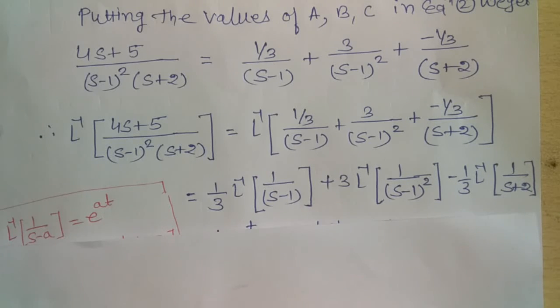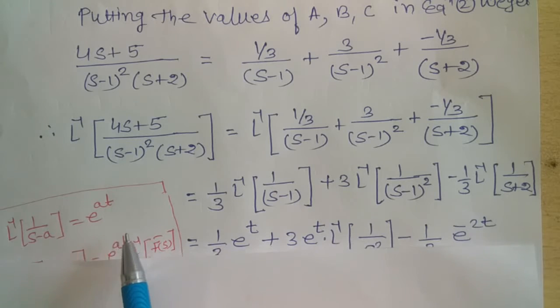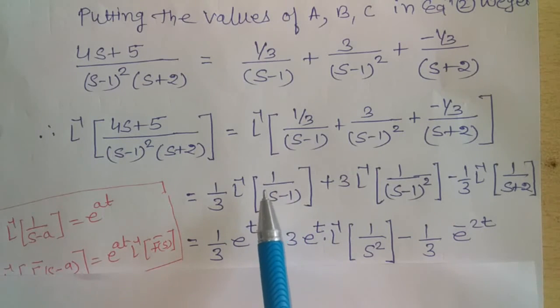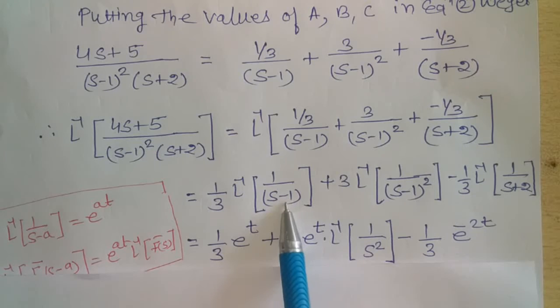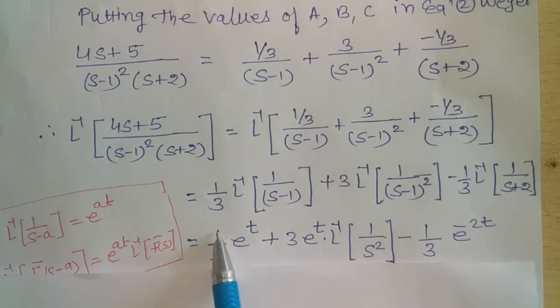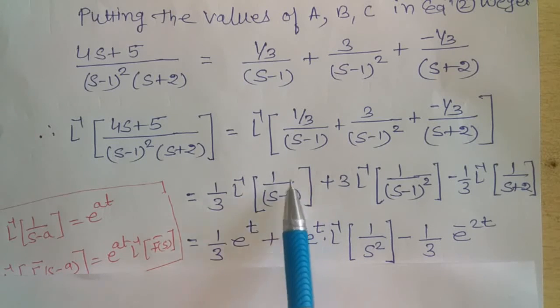Now using the formula that the inverse Laplace transform of 1 upon s minus a is e raised to at, we get the inverse Laplace transform of 1 upon s minus 1 is e raised to 1t, that is e raised to t. So we get 1 by 3 e raised to t.